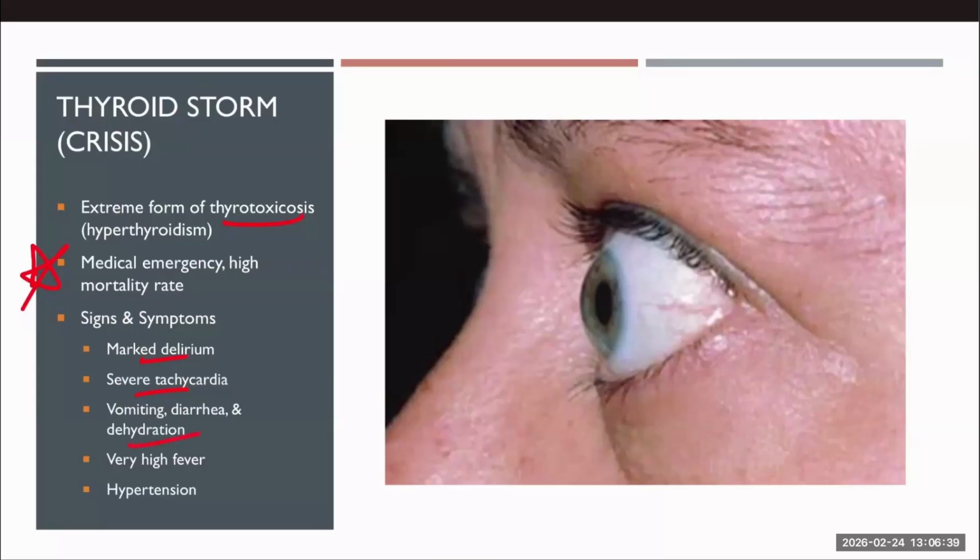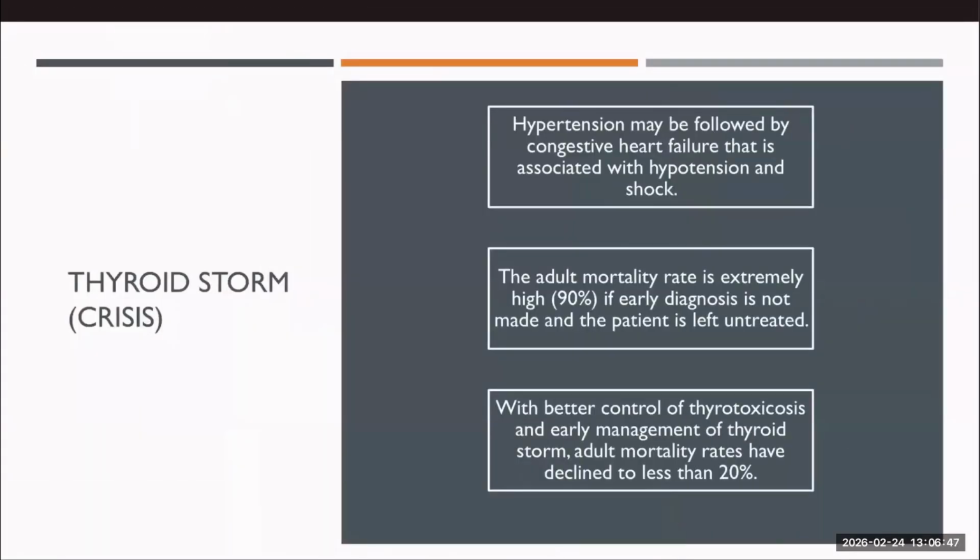Some GI distress, vomiting, diarrhea, very high fever, and hypertension as well. So it's a medical emergency. We have to treat it fast. All that extra hypertension may be followed by heart failure later on, and they may get some hypotension and shock afterwards. The adult mortality rate is 90% if the diagnosis is not made and the patient is left untreated.